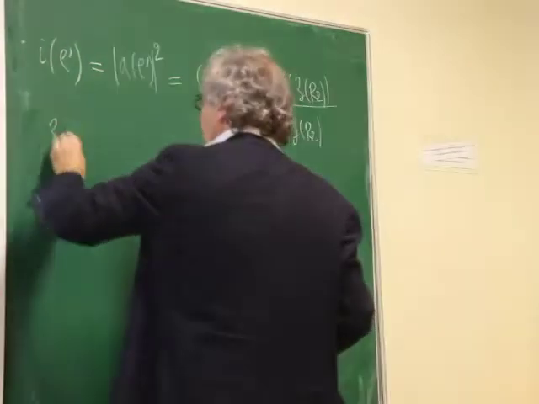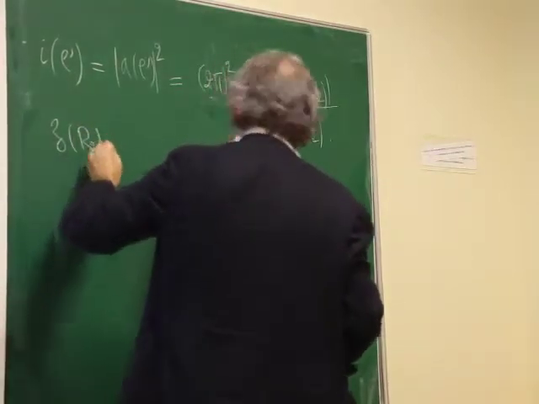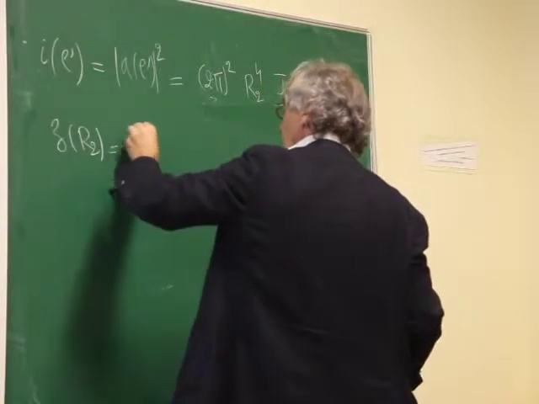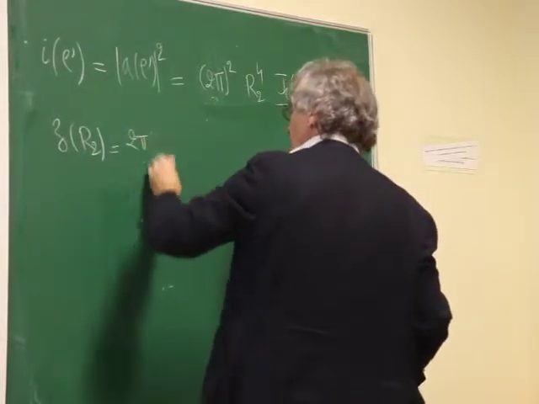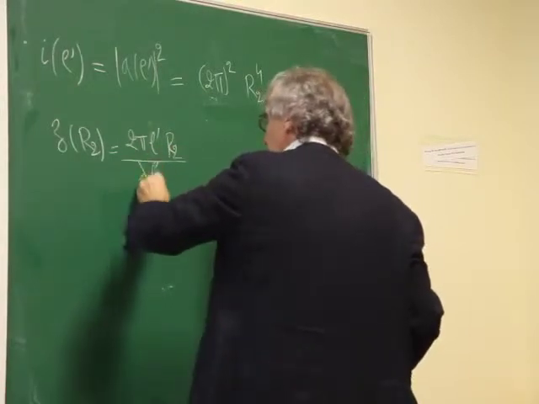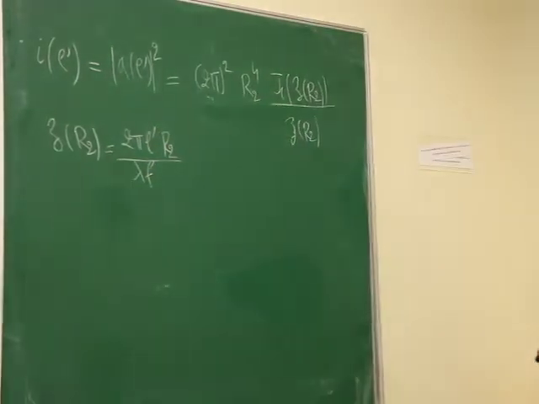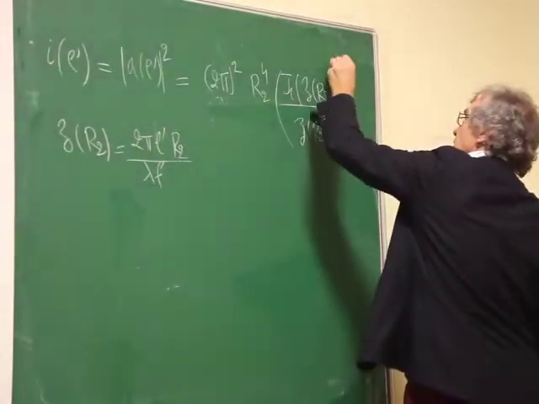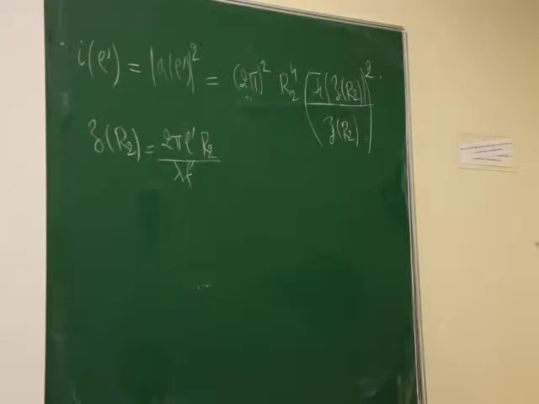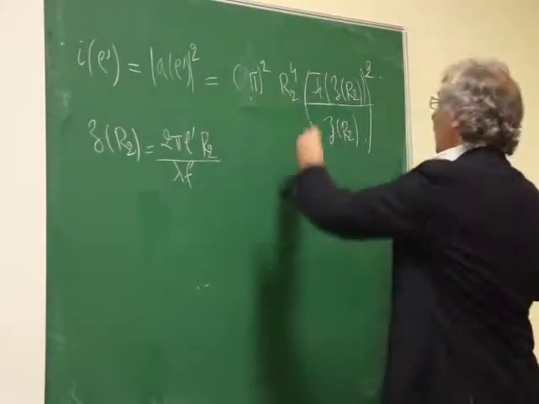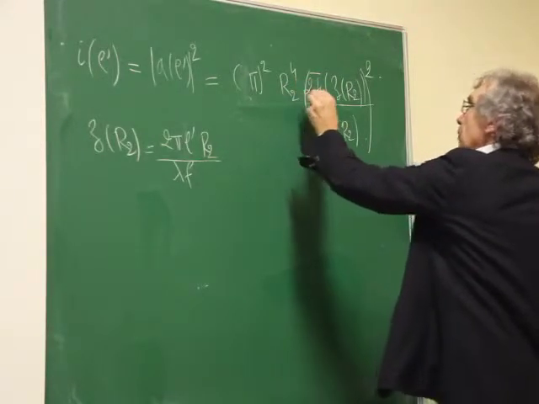Yeah, with Z of R2 equal to 2 pi rho, rho prime R2 divided by lambda F. Okay? And here I forgot to take this square. What is interesting, look what I'm doing now. The 2 from here, I put it here, okay? 2.